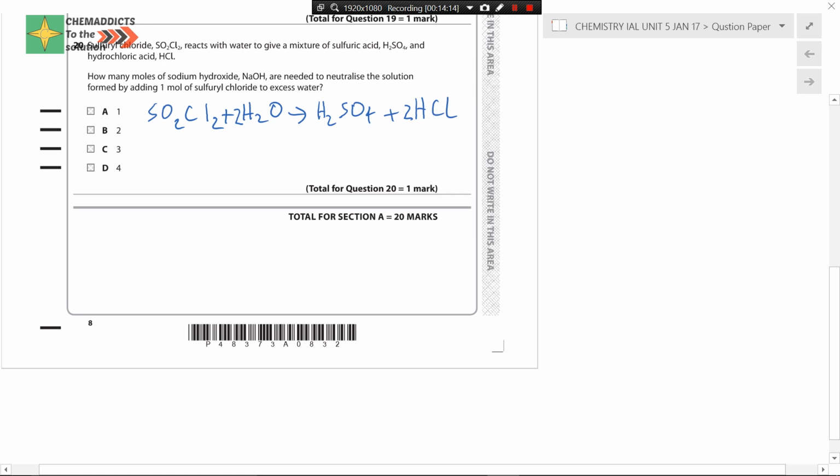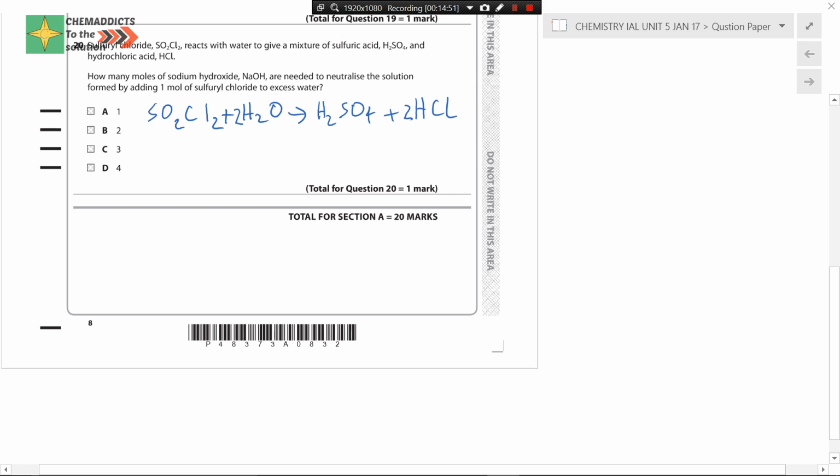Now here is the main part. When we add sodium hydroxide solution to this mixture, sodium hydroxide is a strong base, right? Here we also have 2 strong acids. Sulfuric acid is a strong acid, as well as HCl is also a strong acid. So this strong base will react with sulfuric acid as well as hydrochloric acid.